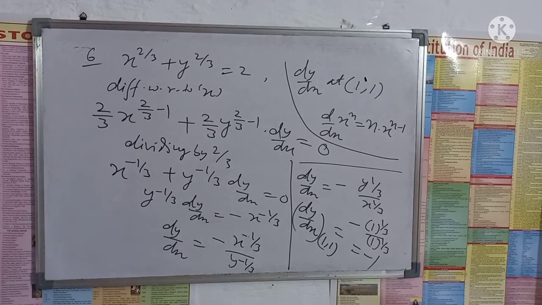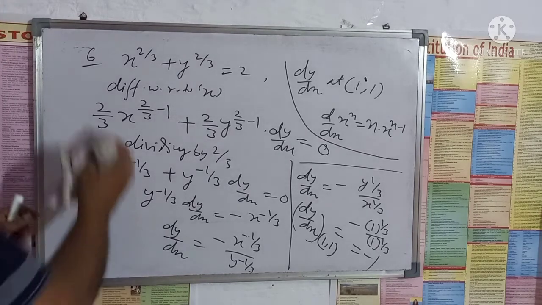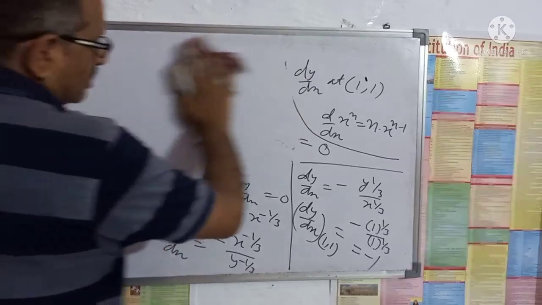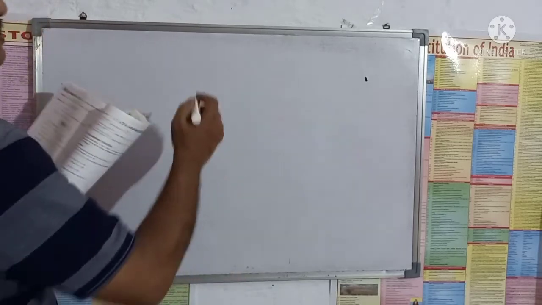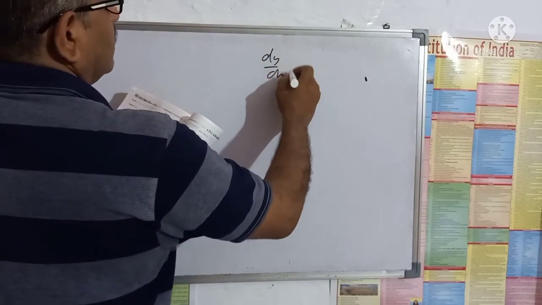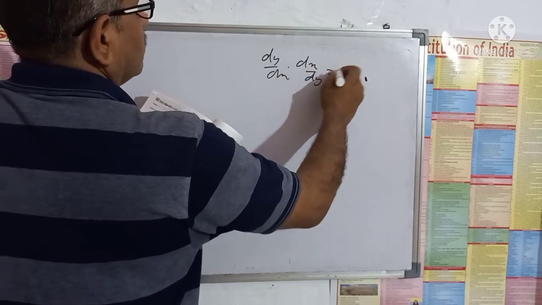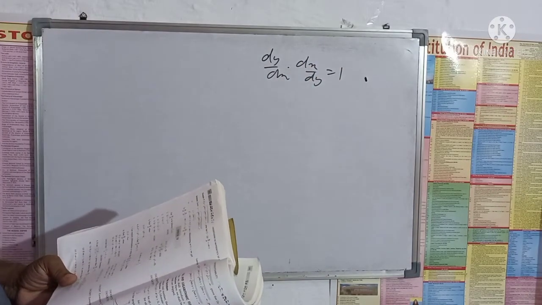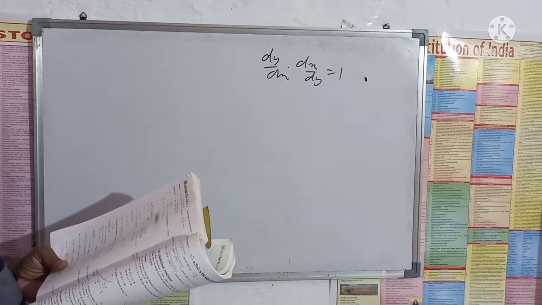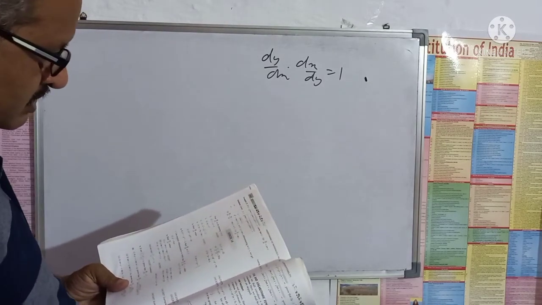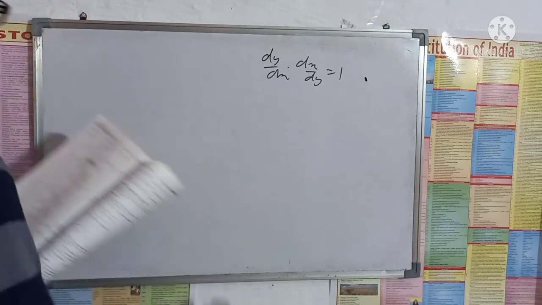Next is question number 7. See question number 7. Use implicit differentiation to verify. We have to verify dy by dx into dx by dy is equal to 1. So take one question. Which one? Question number 7, second part.